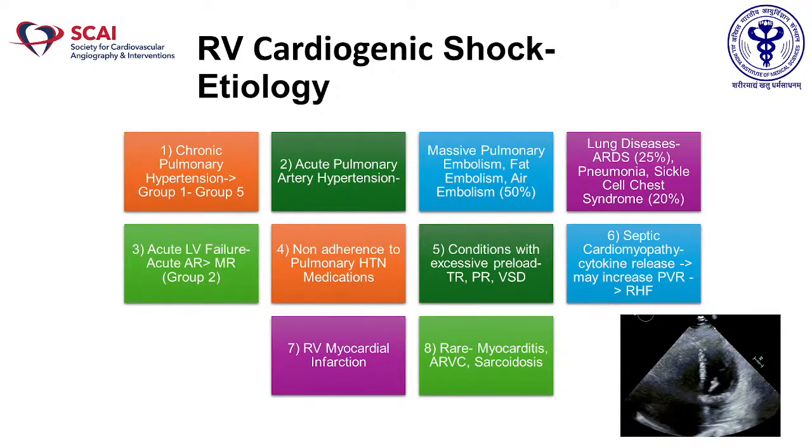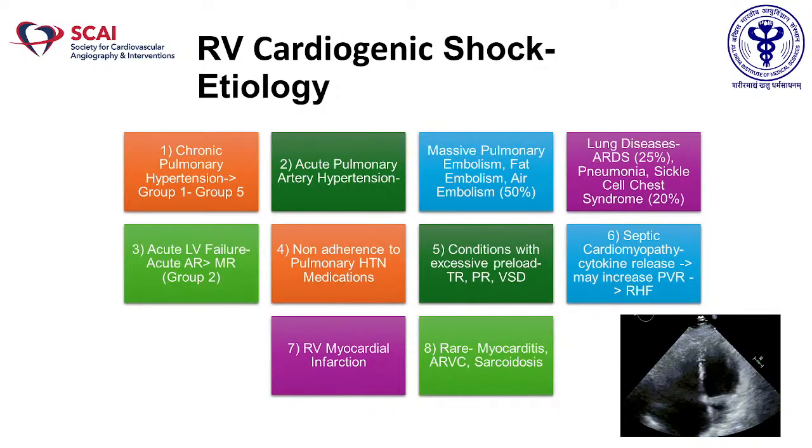So we'll discuss quickly the etiologies of RV cardiogenic shock. First is chronic pulmonary hypertension. We know group 1. Anyone? Prajwal, can you please tell the types of pulmonary hypertension? Groups. One is idiopathic pulmonary arterial hypertension. Two is secondary to left ventricular failure. Third is chronic lung disease, fourth is chronic thromboembolic, and fifth is miscellaneous.